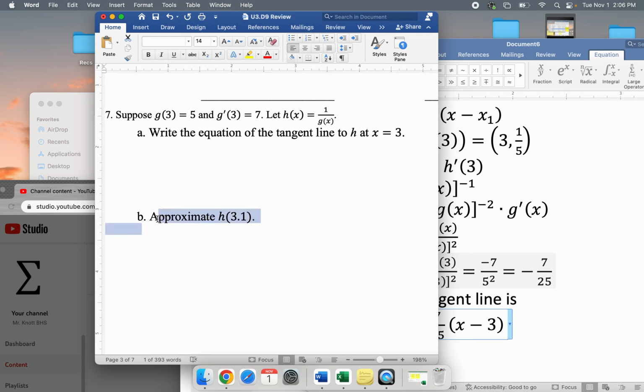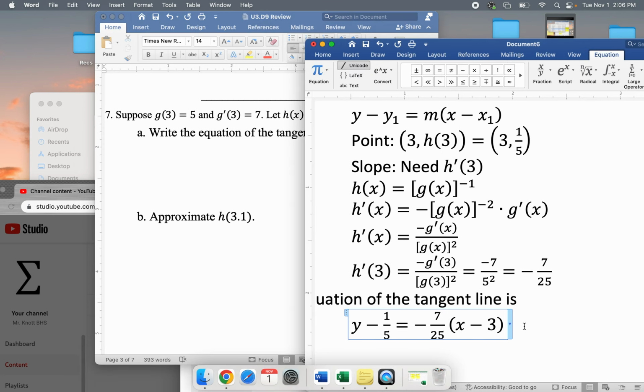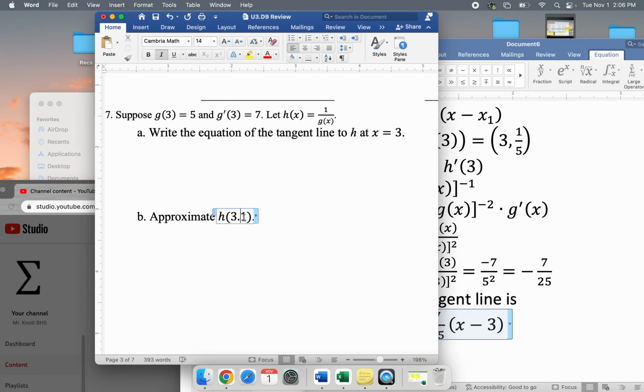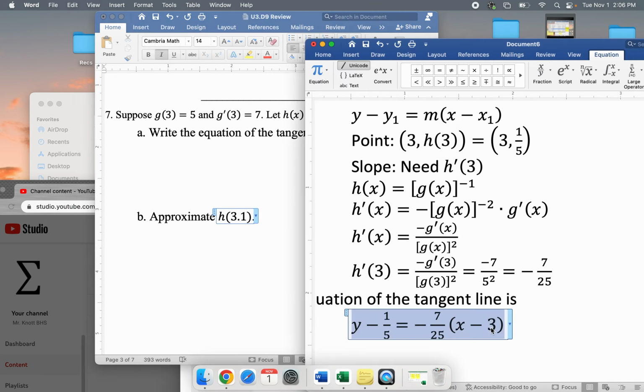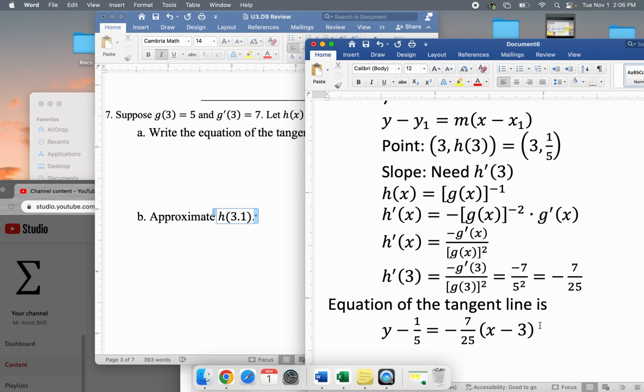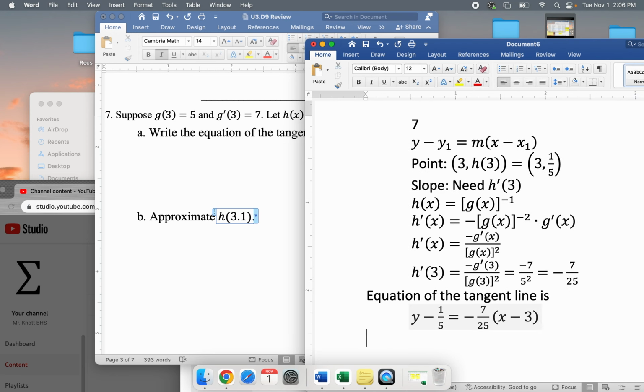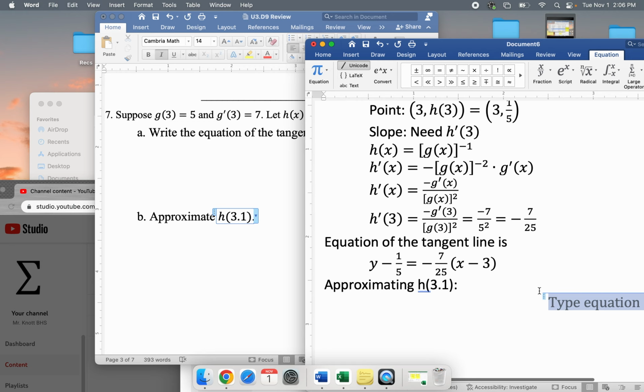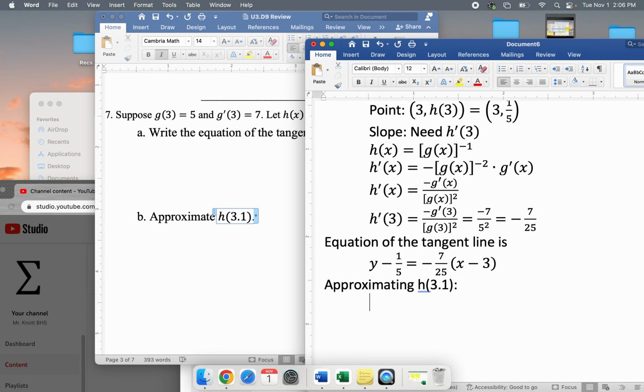Part B says approximate h of 3.1. The way to do linear approximation is you always just write down the equation of the tangent line at some appropriate point. We've already got the equation of the tangent line at 3, which is very close to 3.1, so if you want to approximate h of 3.1, just plug 3.1 into this guy right here. So approximating h of 3.1, we would just plug 3.1 into the tangent line here.